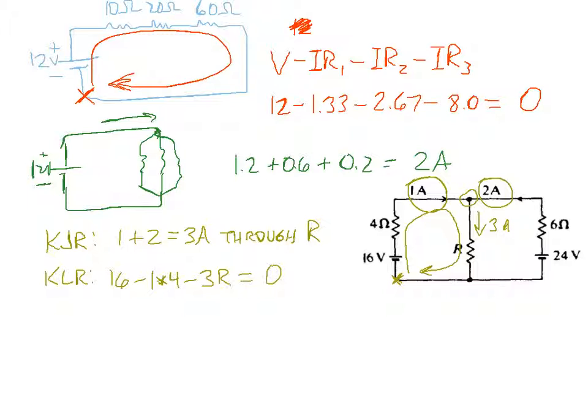Now we can just solve this equation for R. We have 16 minus 4 is 12. Bring the 3R to this side. So our first step is to have 12 equal to 3R, which makes 3, which means you can just write down that R is equal to 4 ohms.